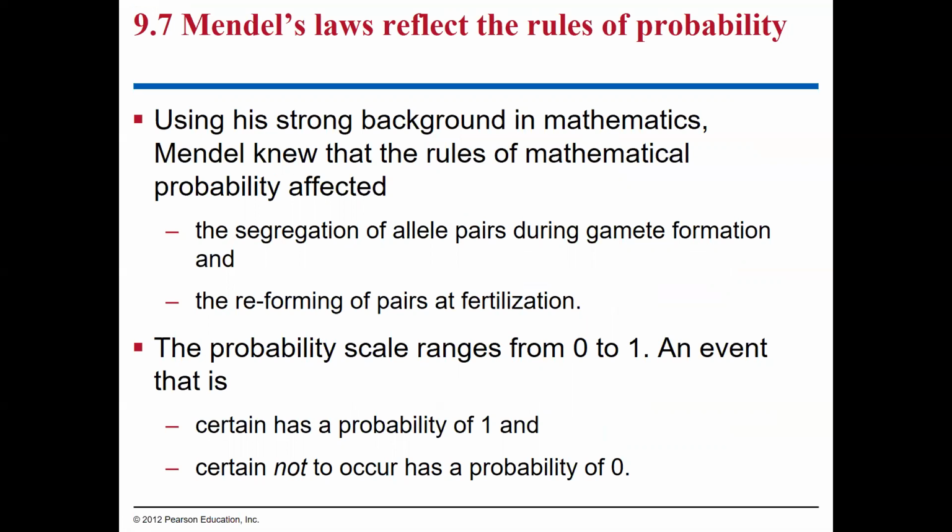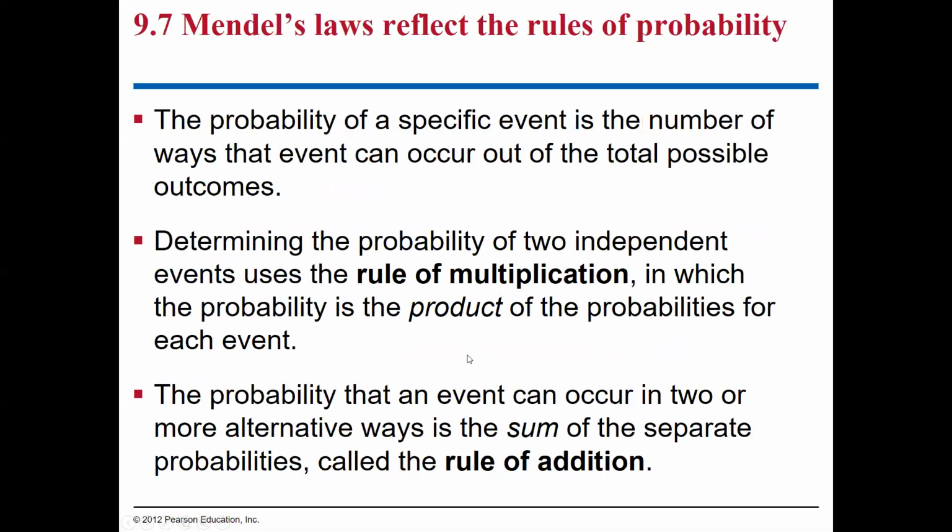So Mendel, using his strong background in mathematics, knew that the rules of mathematical probability affected the segregation of alleles during the formation of gametes and the reforming of pairs at fertilization, because that's all random. The probability scale ranges from 0 to 1, with 0 being 0% and 1 being 100%. These are the numbers used in probability. A probability of 1 is certain, whereas a probability near 0 is not certain.